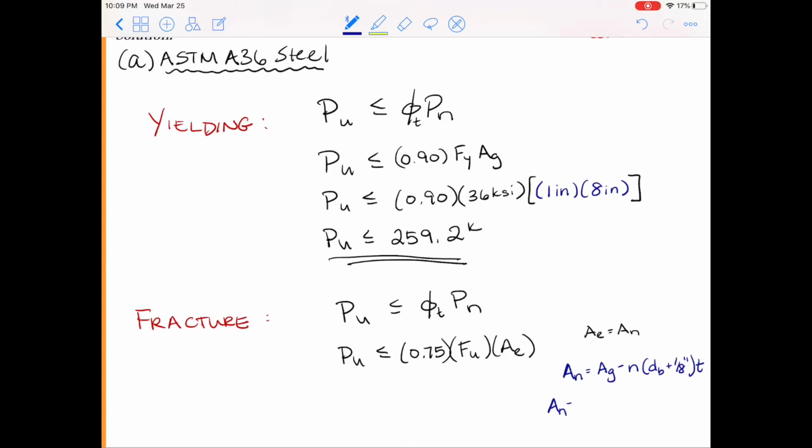So let's go ahead and calculate the net section area. Our gross sectional area from the yielding was 8 inches squared, minus, we see that this connection has 2 bolt diameters that have to be taken into account. The nominal bolt diameter is 1 inch. We add the 1/8 inch to that, and then we multiply by the thickness of the plate, which is 1 inch. So that gives us a net section area equal to 8 minus 2 times 1.125. So that's going to give us 5.75 inches squared.